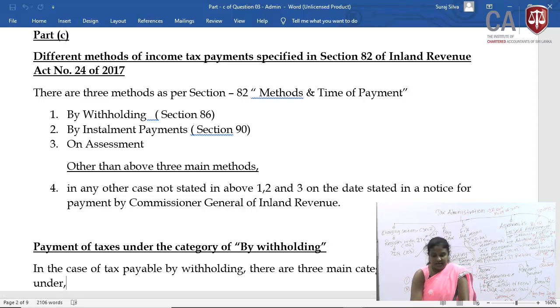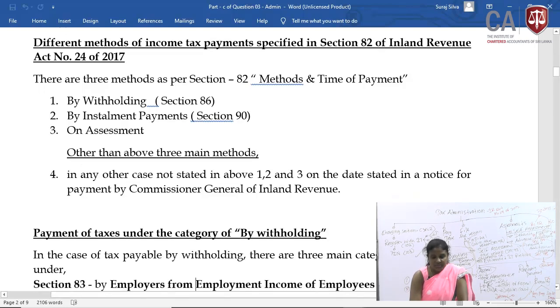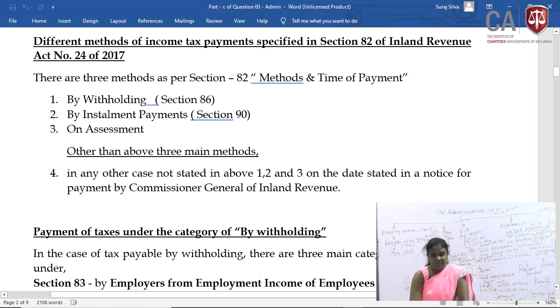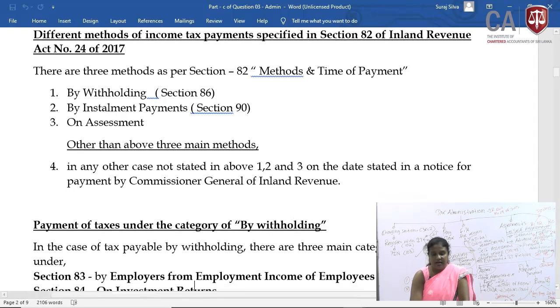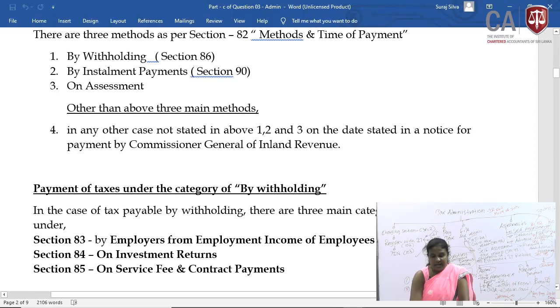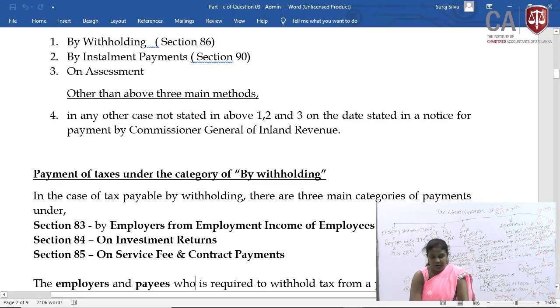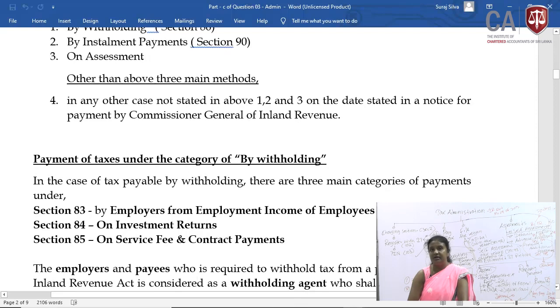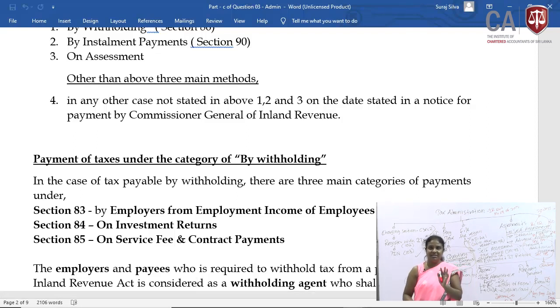Then 3 methods as I explained: by withholding, which is in section 86, by installment payment, which is in section 90, then third one on assessment, at the time the assessments are issued. Other than the above 3 main methods, in any other case not stated in 1, 2 and 3, on the date stated in the notice for payment by the Commissioner General of Inland Revenue. That's the 4th one, which is as specified by the CGIR. These are the 3 main methods and 1 specified method. You should remember these things.